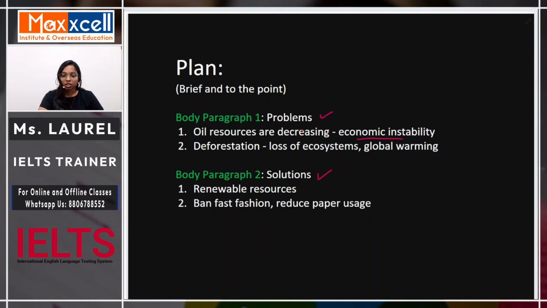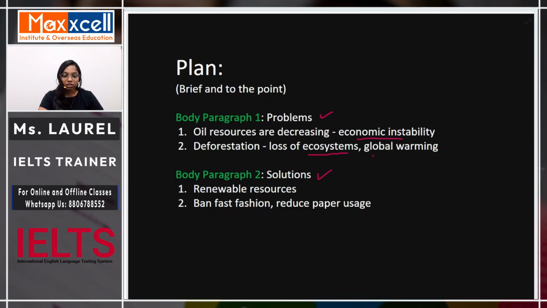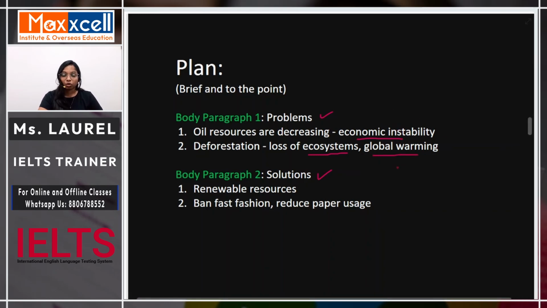Now, coming to the next part, that is deforestation. The deforestation or loss of forests. What does this cause? It causes a loss of ecosystems. Another word that you can use here is biodiversity. It also results in global warming. As we have studied in school, maybe, we know that global warming increases when there is lack of trees. So these are the 2 problems that we are going to look at. And coming to the solutions now. The solutions have to be written in such a way that they combat these problems.